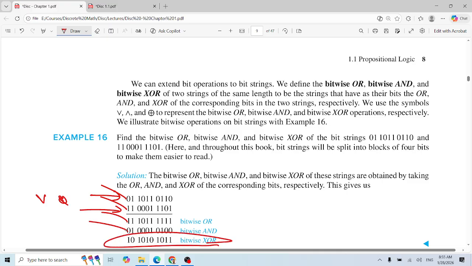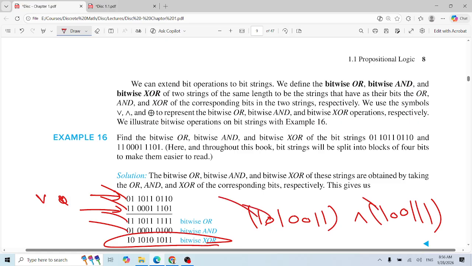How about if I say or? So if I give you or and and, you know how to deal with it, right? First one with the first one, second with the second, and go on. And of course the digits should be equal, the bytes should be equal.